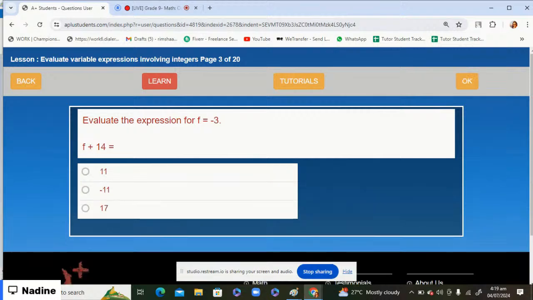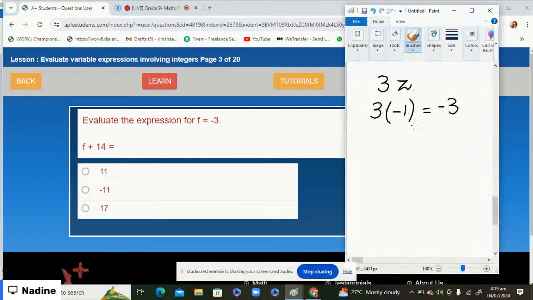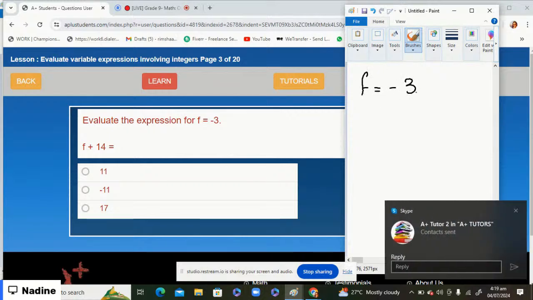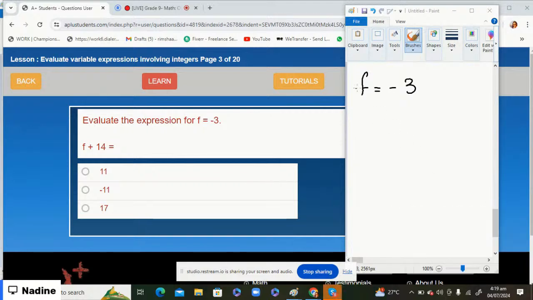Okay. Now here f is equal to minus 3. So now we are going to put f plus 14. So in place of f, I'm going to put minus 3 plus 14. So what's the answer? Minus 3 plus 14. One is negative, one is positive, so it means that it's subtraction. So minus 3 plus 14, you get the answer.